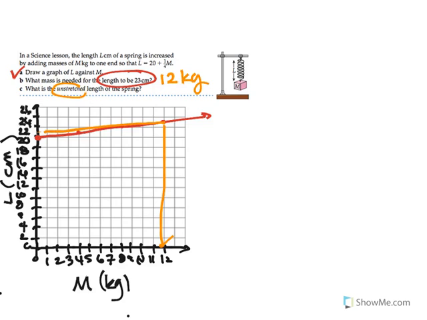And when they're asking for the unstretched length of the spring, they're asking you for what is the length when the mass is 0. Because when you have no mass, it doesn't stretch. So what is the length when the mass is 0? In that case, it's 20 centimeters.